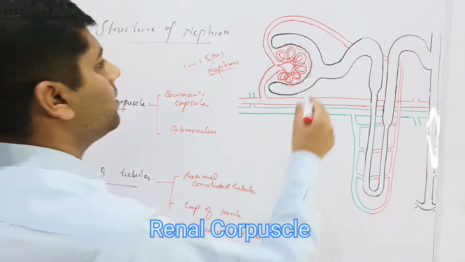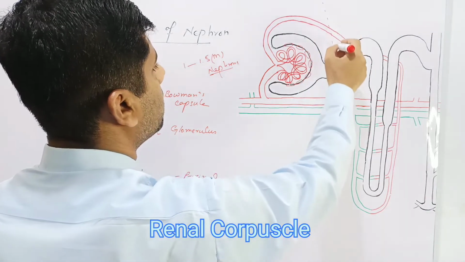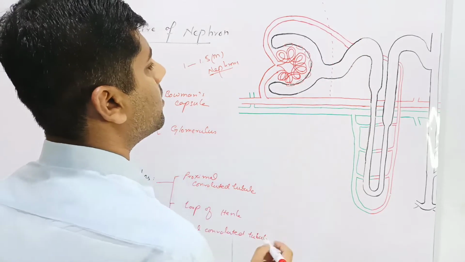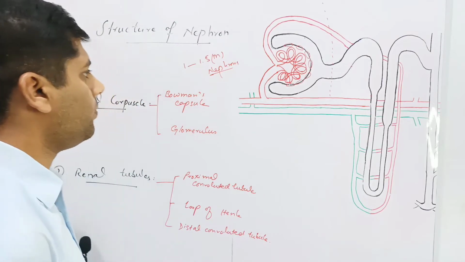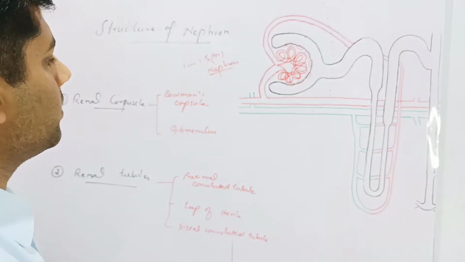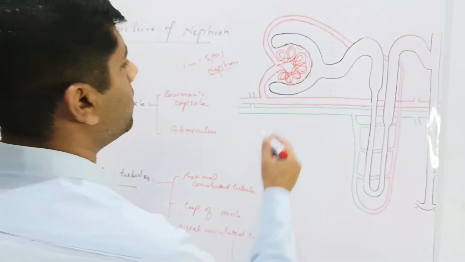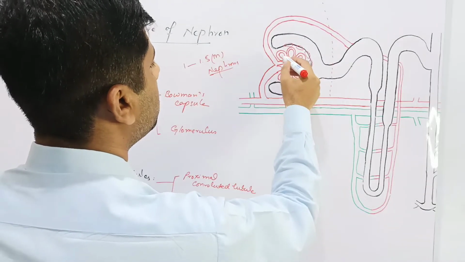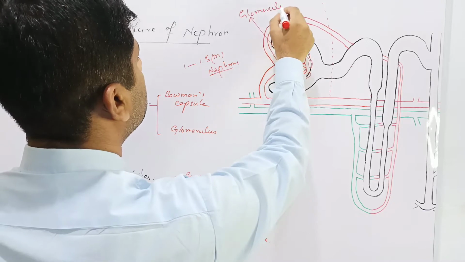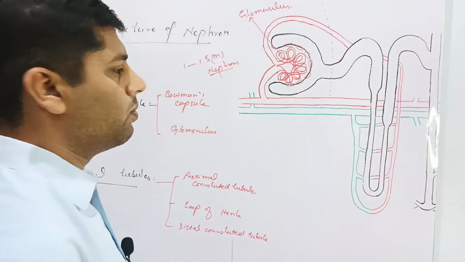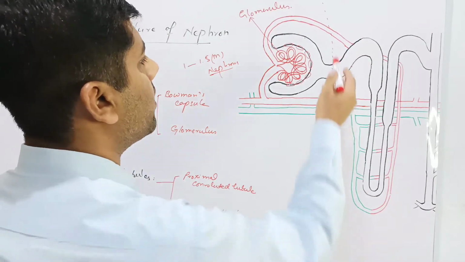The renal corpuscle, this segment constitutes renal corpuscle and the rest of the segment is renal tubules. In case of renal corpuscle, there is a tuft of capillaries called glomerulus. Glomerulus is constituted by the efferent arteriole.